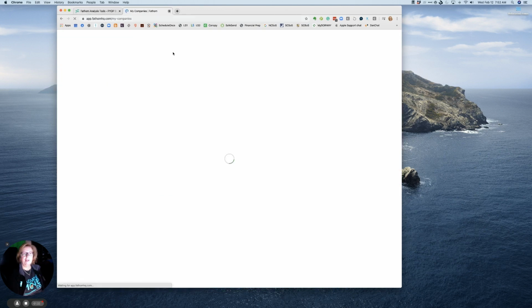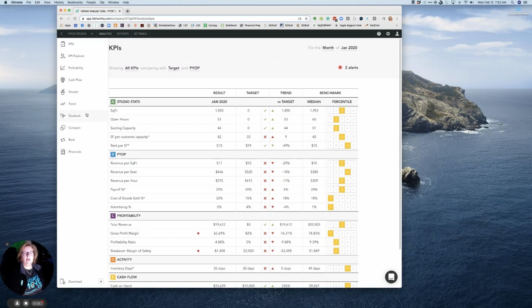Okay? So once you log into Fathom, you're going to see your particular studio showing up. You're going to have access to analysis, reports, and of course the settings. I don't think you'll need anything in the settings. And also down the left-hand side, you've got a little menu that is probably hidden away that has some interesting things. But the first screen that you will come to are KPIs.